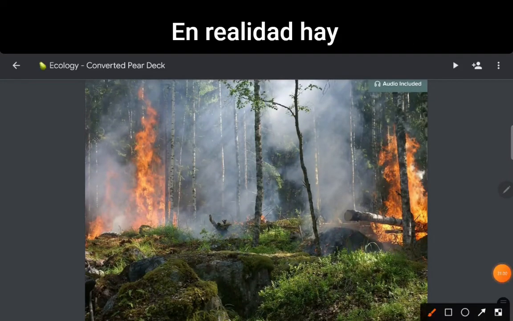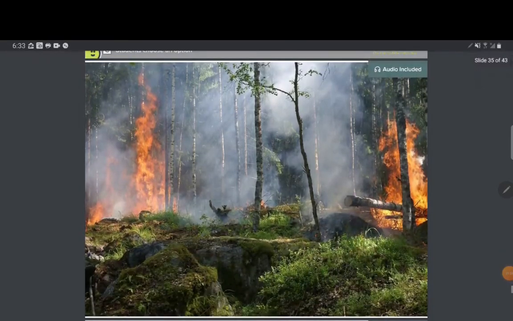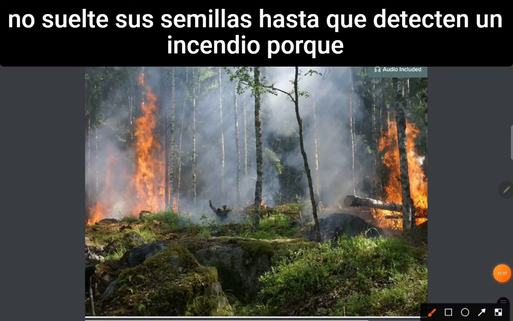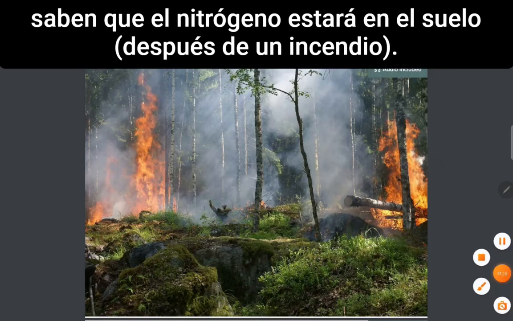So there are actually trees that don't release their seeds until they detect a fire because they know that nitrogen will be in the ground.